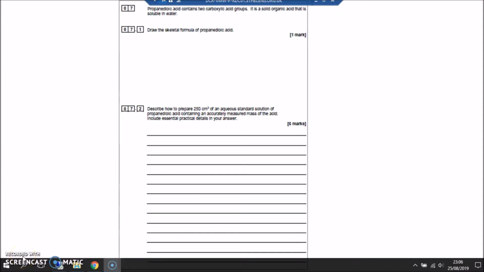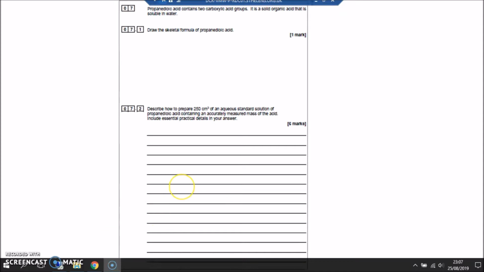Question 7. Propanedioic acid. Prop means 3 carbons, ane means single bonds, di means 2, oic acid means it's got 2 carboxylic acid groups. So it's got 3 carbons with single bonds and 2 carboxylic acid groups. Remember, a carboxylic acid group is C double bond O, OH.